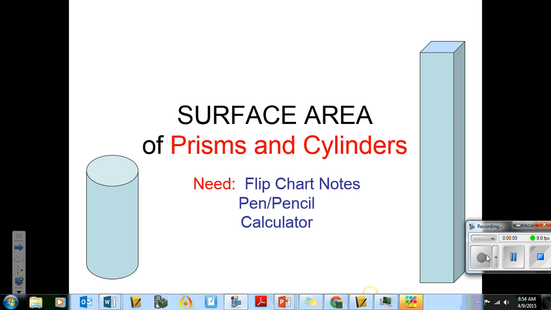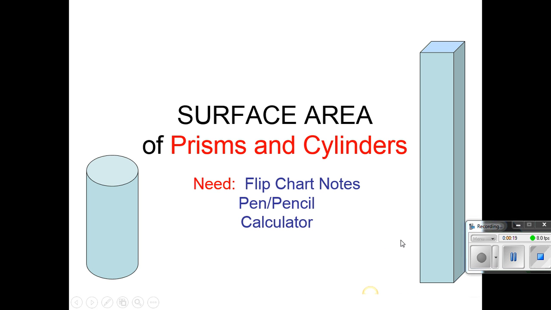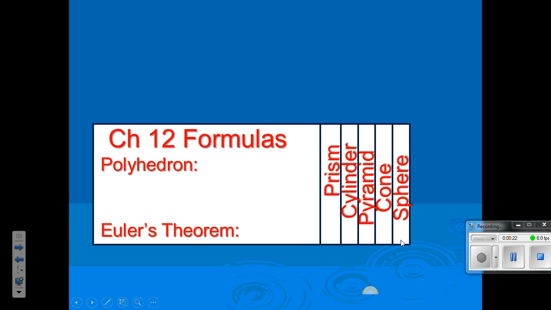You need your flip charts, a pen or a pencil, and a calculator, and we'll get started talking about surface area of all these things that we have been working with. All right, so first and foremost, let's get out your flip chart. And we are going to go ahead and do some Chapter 12 formulas.